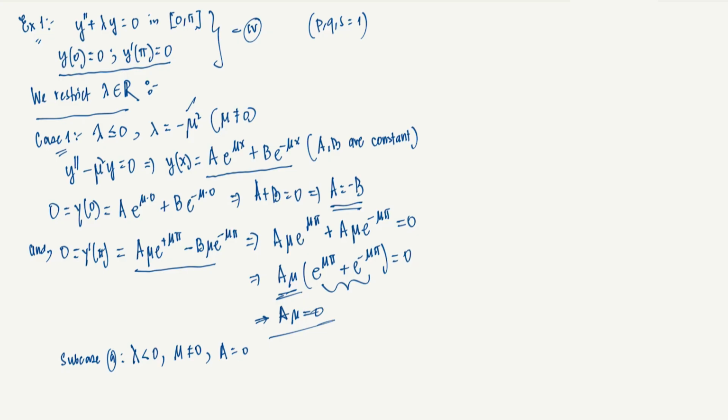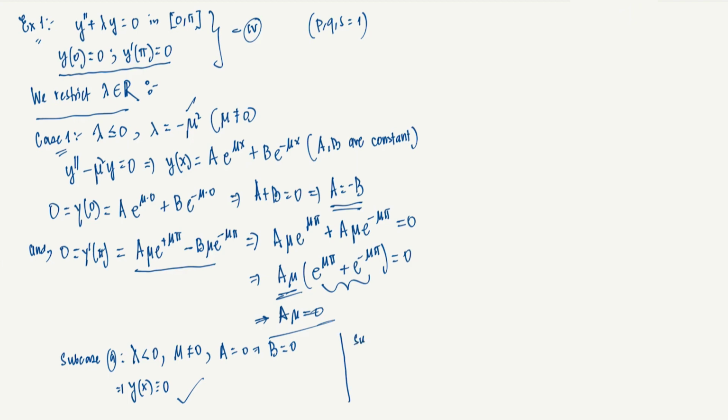Clear? Now if A has to be 0, and A is equal to minus B, that will imply B has to be 0. Now if A and B are 0, you see y of x is what? That will imply y of x has to be 0. See, y of x is A e to the power mu x plus B e to the power minus mu x. If A and B are both 0, y of x has to be 0 for all x. Is it okay? So in this case, y of x is 0. And 0 is not a solution which you are looking for, right? Because that can't be an eigenfunction. So lambda negative is not going to work.